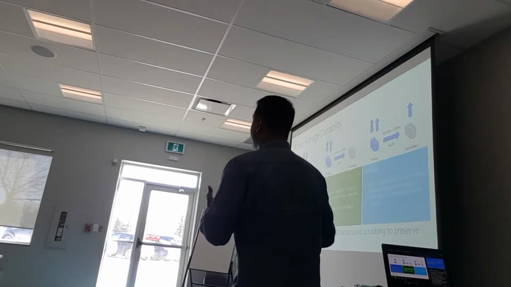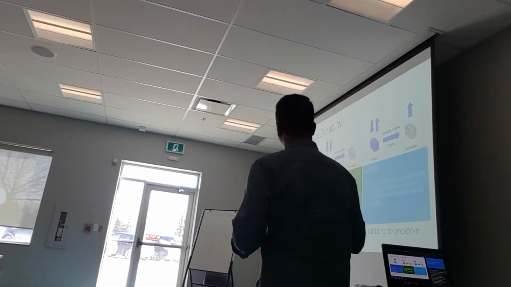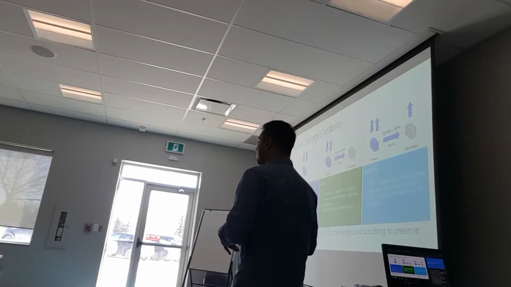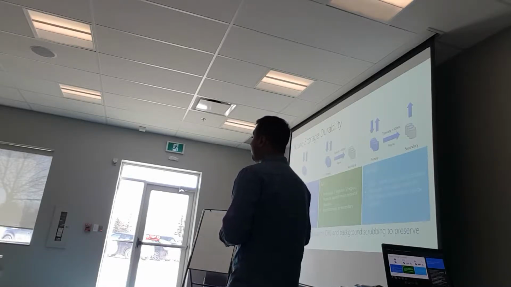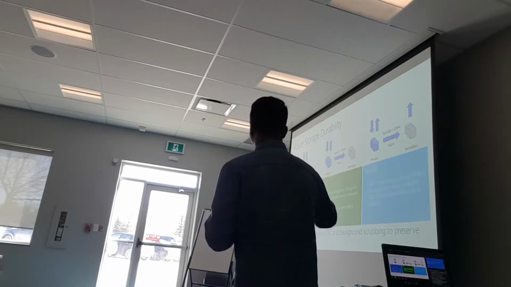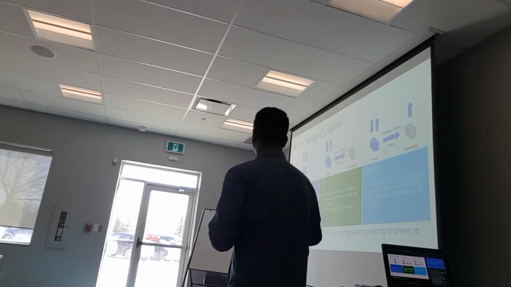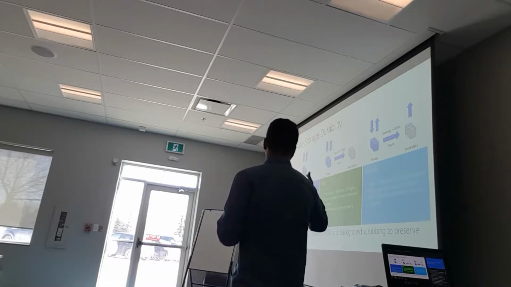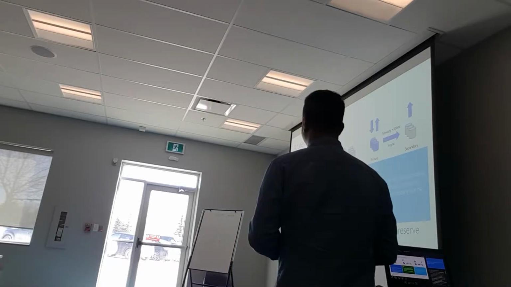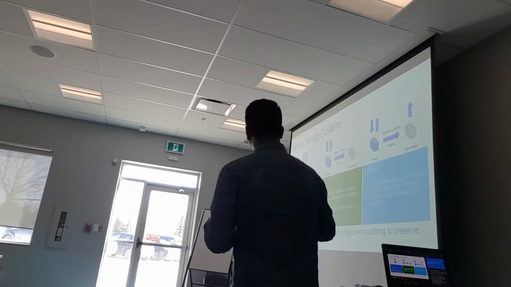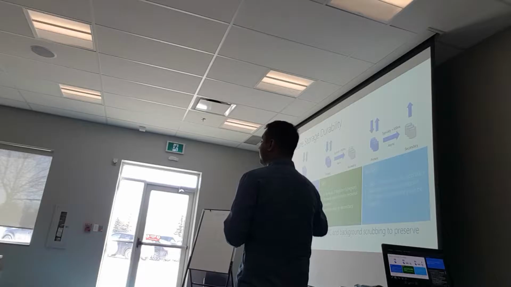So if something happens, like a flood or an earthquake in region one, then we can recover that data from region two. And region two is also secured and protected, it protects against major regional disasters. And all the data is replicated asynchronously to the secondary.